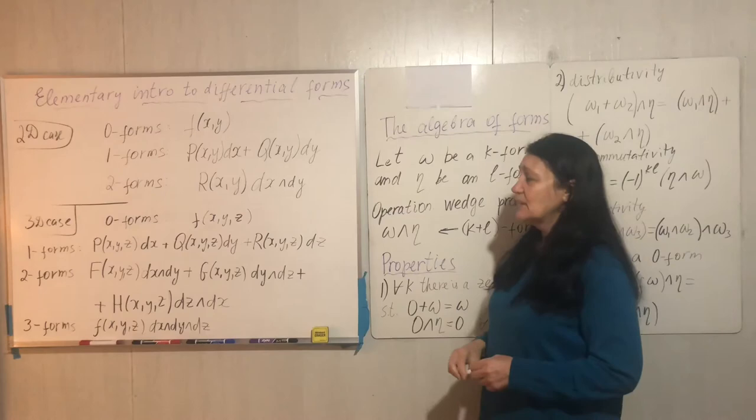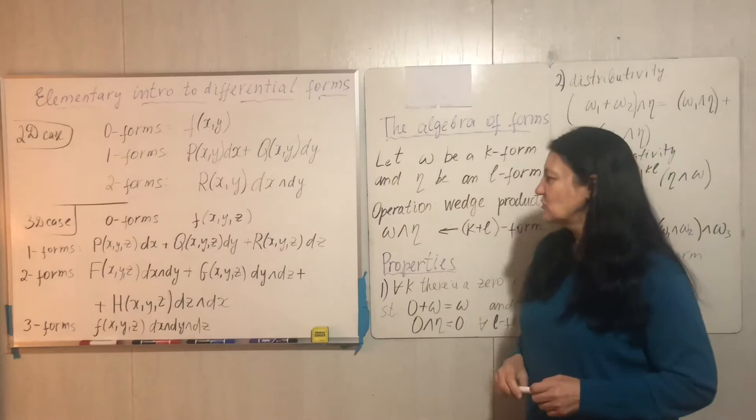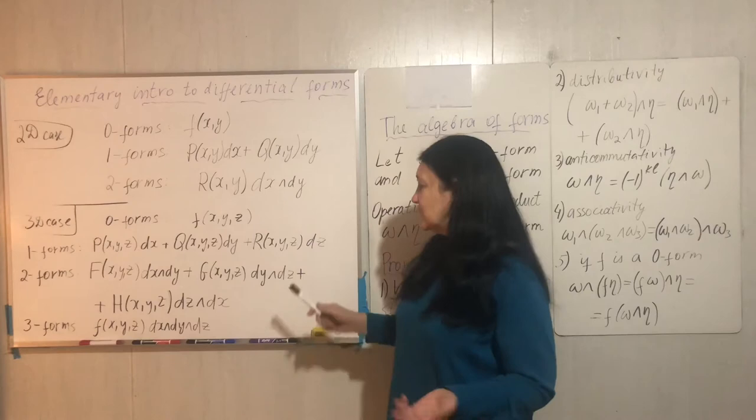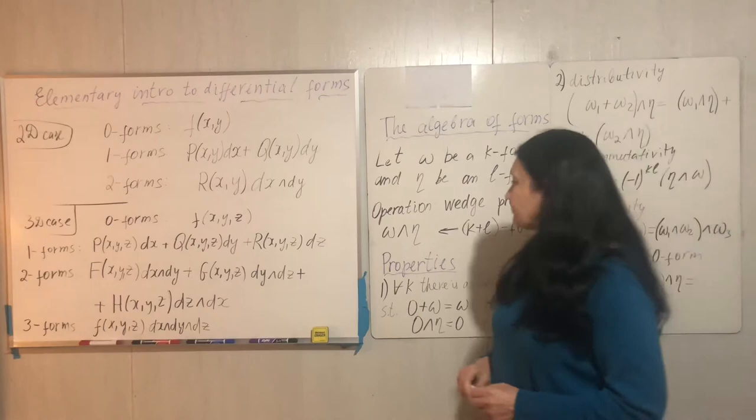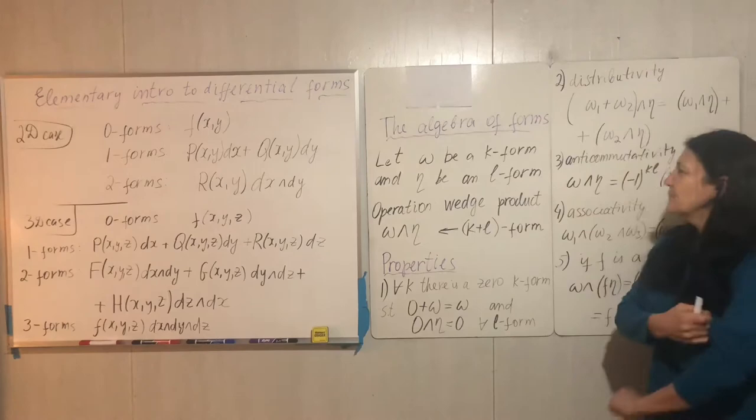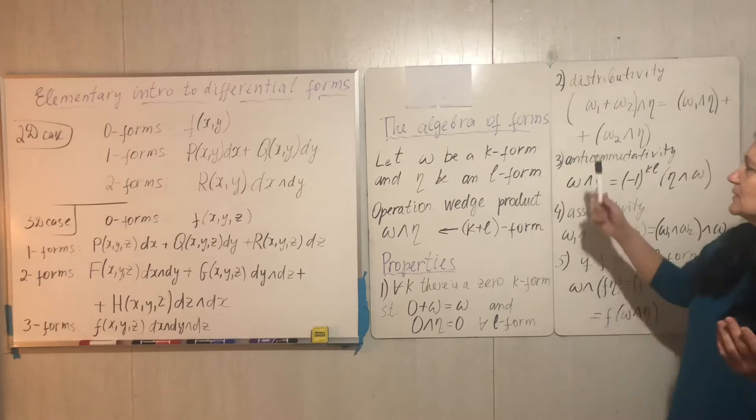If, by the way, you can probably see here a dot product structure. Okay, then we can consider two forms, and in 3D we also can consider three forms, expressions of this type, and that's basically it. So now let me talk a little bit about this sign, which is called wedge product, and talk about algebra of forms.